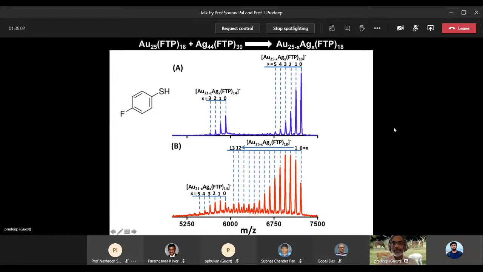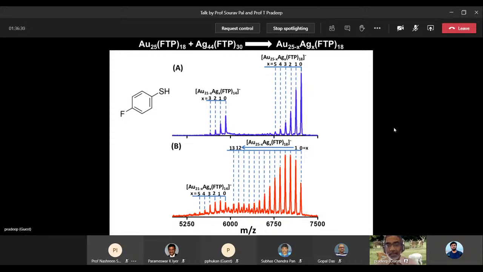Correspondingly, you have some fragments. So what you have is a gold 25 in which silver has been substituted. As a result, these peaks go down. Of course, if I were to look at this particular mass range, I would see that one gold has been inserted into it. Ag(44-x)Au(x)(SR)30 would be a peak that is appearing on the higher side of the mass spectrum.